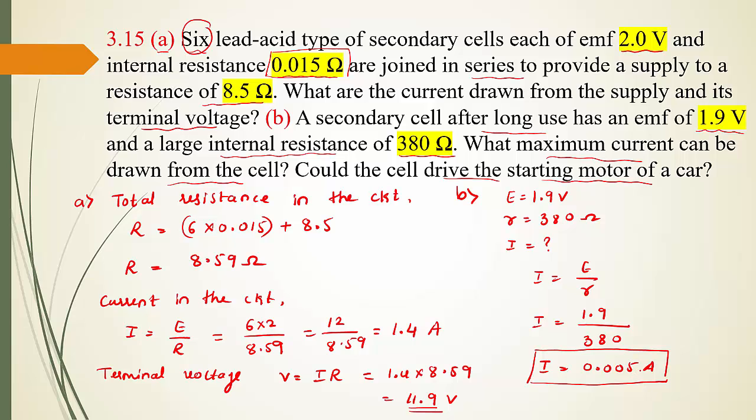So the answer is, could the cell drive the starting motor of a car? No, it is impossible to drive the starting motor of a car because it requires a large amount of current, nearly 100 ampere. But we got 0.005 ampere, which is a very small amount of current. From this amount of current, it is not possible to drive the starting motor of a car.